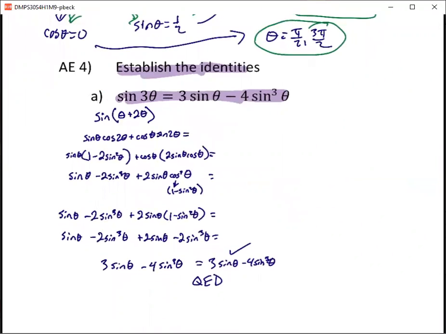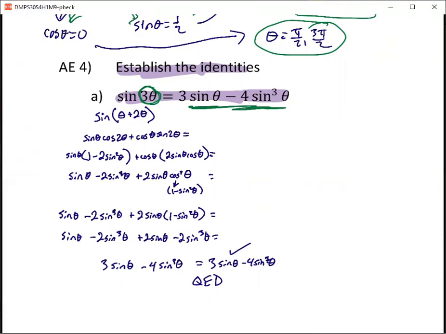With the next set of directions, establish the identities. Typically, we tell you to work from the more complicated side to the easier side. Now, the more complicated side does really resemble the right side. However, I would say that 3 theta is the more complicated version of what we need to do. That 3 theta is bad. We're not used to it.